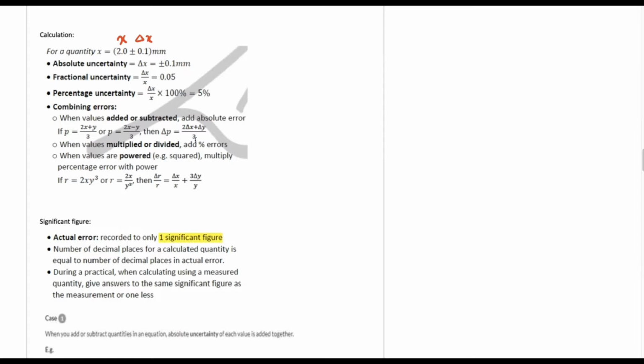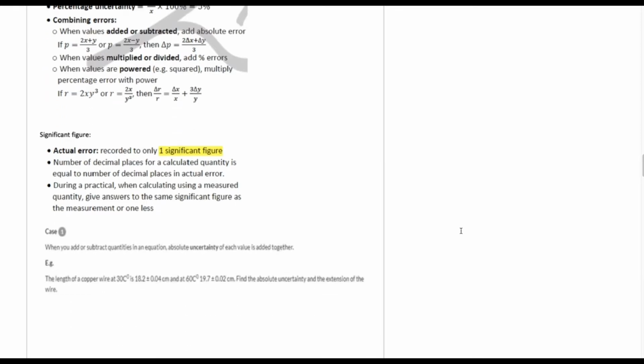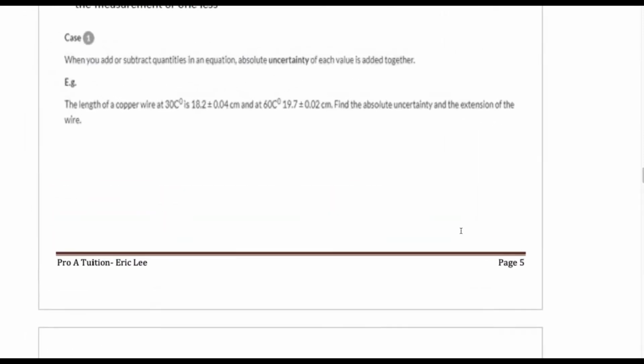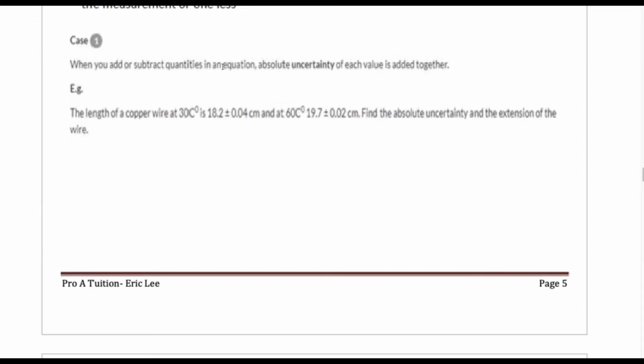To make it clearer, we take more examples. We come to this part straight away, temporarily, and we'll go back to the previous part later. Case 1: when you add or subtract quantities in an equation, the absolute uncertainty of each value is added together. That is what you heard just now. No matter whether the formula is adding or subtracting, we just add up the absolute uncertainties.